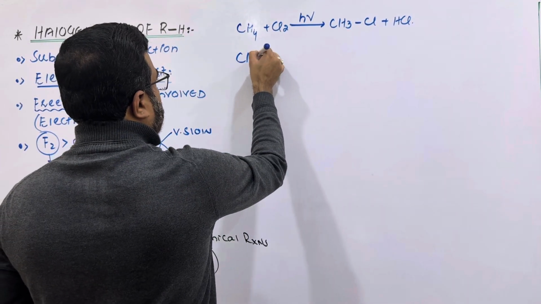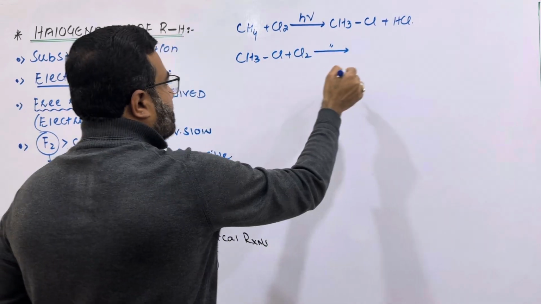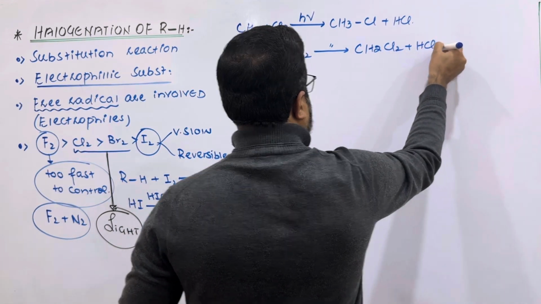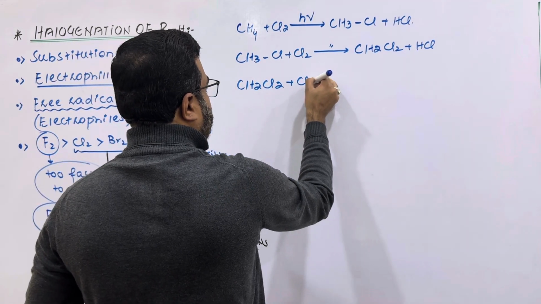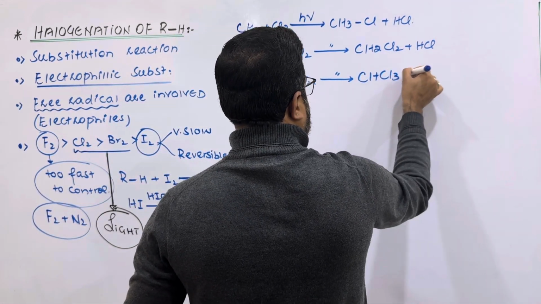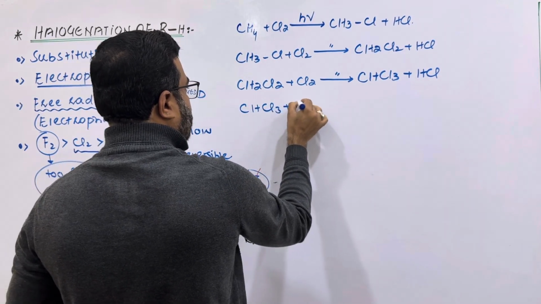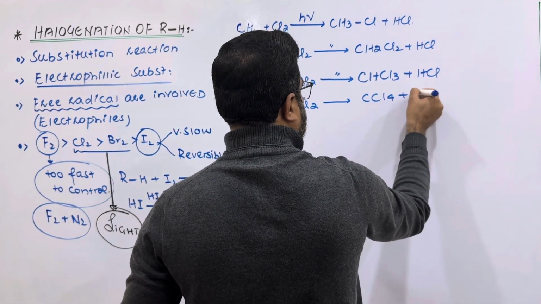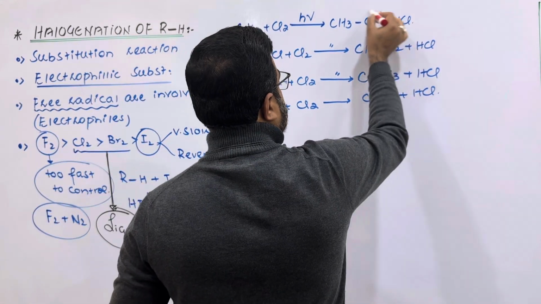Now, methyl chloride will be chlorinated in the presence of sunlight. It will be changed to methylene dichloride and HCl. Now this methylene dichloride is further chlorinated and you will get chloroform and HCl. The chloroform has a last hydrogen, it will be replaced by chlorine and you will get carbon tetrachloride and HCl.